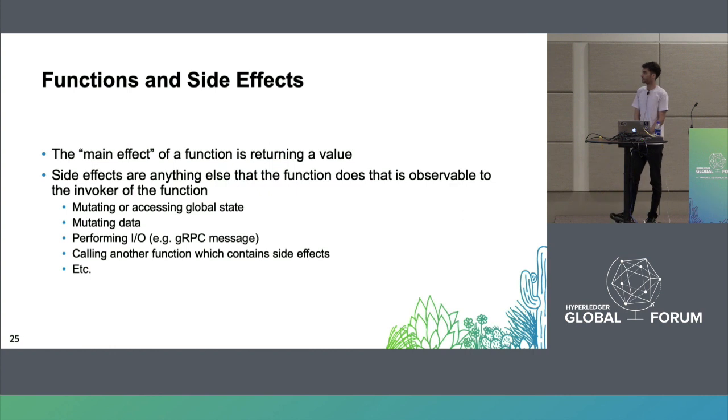The reason we call them side effects is because in mathematical function terminology, there's a main effect. The main effect of a function is returning a value, the output value of the function. Anything else that the function does that is observable outside the scope of the function is classified as a side effect. Examples of that are performing I/O, mutating data, or even just calling another function within itself that in turn performs some side effects.